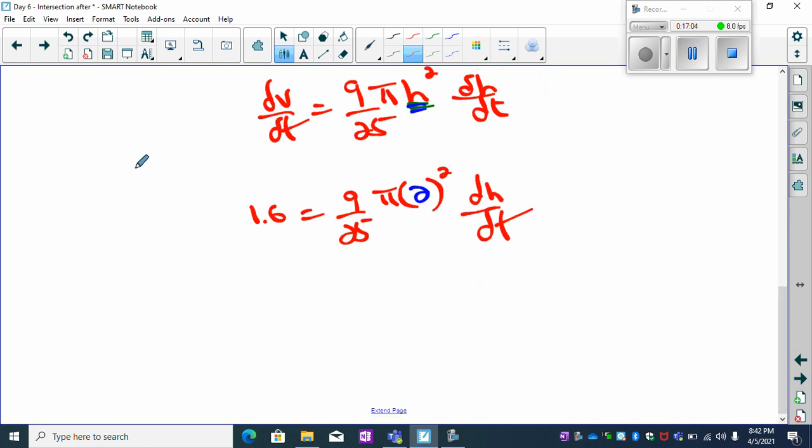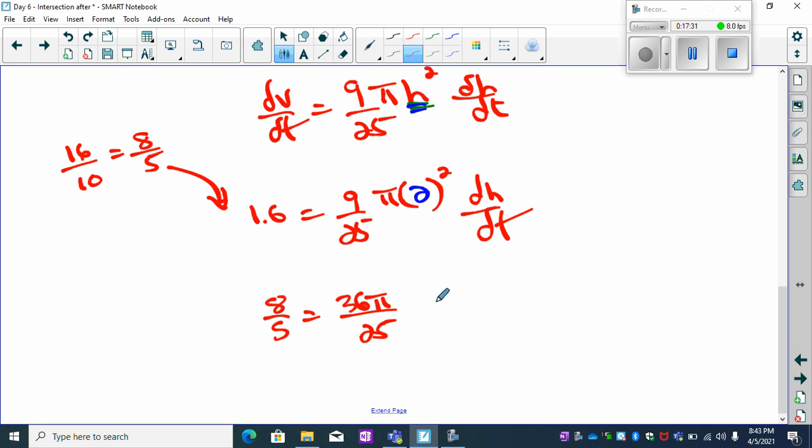Now, 1.6. Without a calculator, if you're ever asked to do these without a calculator, I won't, but they might at the next level, that's like 16 over 10, or 8 over 5 if I reduce that. So I've got 8/5 equal to 9 times 4, since 2 squared is 4, times 9 would give me 36, times pi is 36 pi, over 25, times dh over dt.